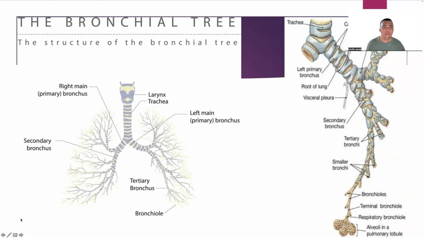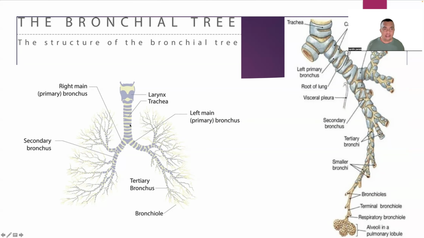As we see over here, it starts from the trachea. You have your nasal cavity, then pharynx, larynx, and all those structures; that is your upper respiratory airway. Then it comes to the trachea. From the trachea, your actual bronchial tree starts.